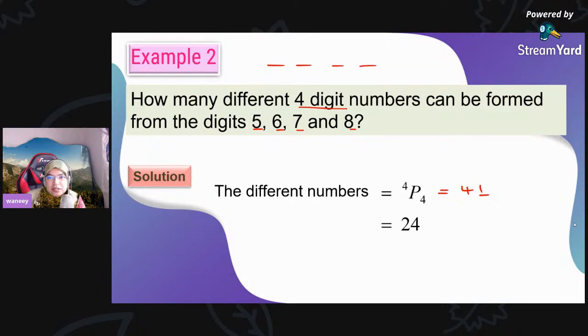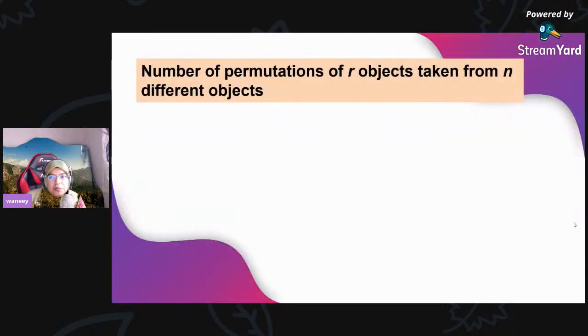The next one: the number of permutations of r objects taken from n different objects. Just now, I had 4 things and I wanted to arrange all 4 of them. Now, if I have 4 but I just want to arrange 2, or perhaps out of 4 I just want to arrange 3 of them, that is what they mean here.